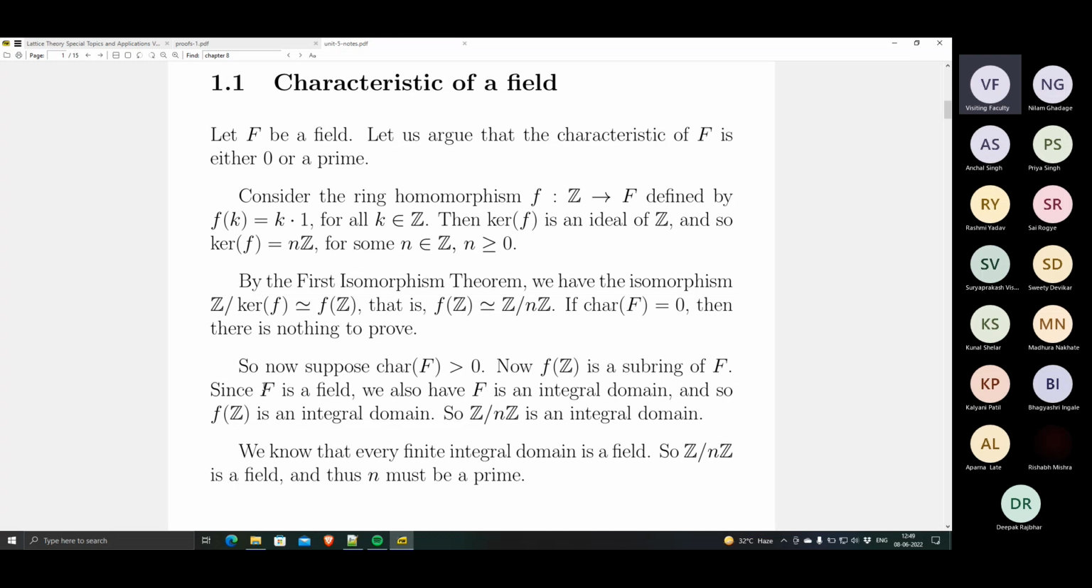But F is a field and therefore F is also an integral domain. A subring of an integral domain with the same multiplicative and additive identities is again an integral domain. Only the multiplicative and additive identities have to match. So capital F is a field, so it is an integral domain, and therefore the image of f is also an integral domain. But the image of f is isomorphic to Z mod nZ, as we just saw. Therefore, Z mod nZ is an integral domain. That much we conclude.